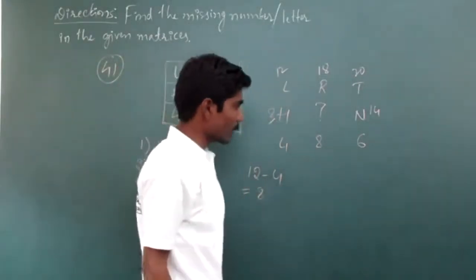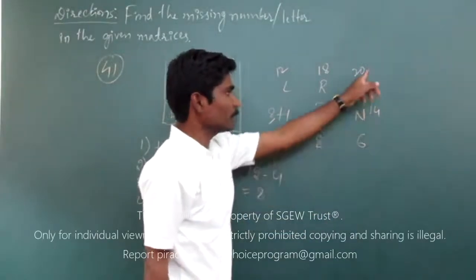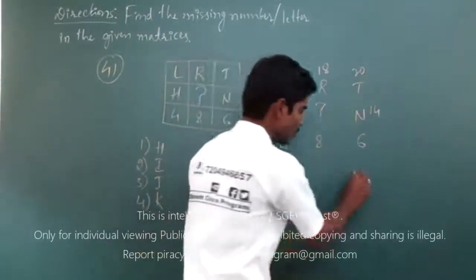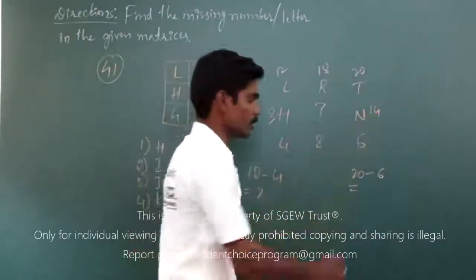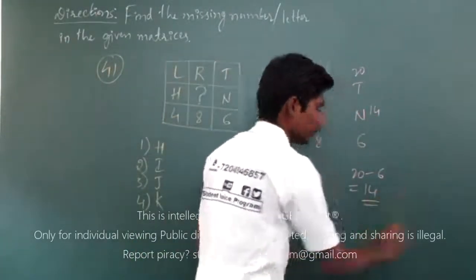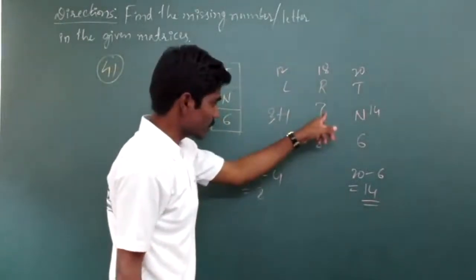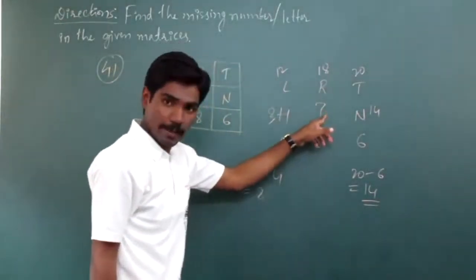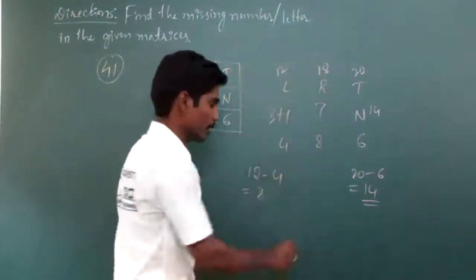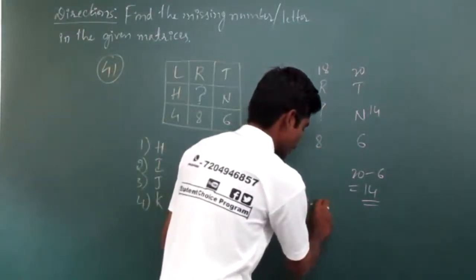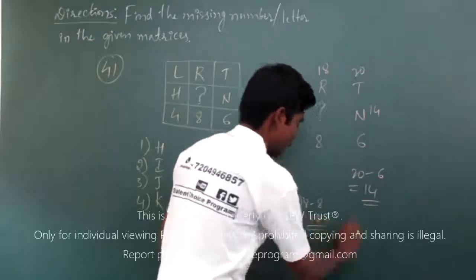Now similarly, let me subtract 6 from 20. If I do that, 20 minus 6, I'll get what? Obviously 14. To get the missing letter, I'll use the same method. That means I will subtract 8 from 18. That is 18 minus 8. What will I get? I'll get 10.